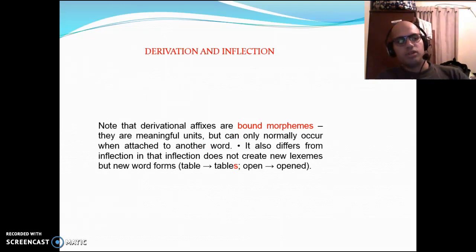Note that derivational affixes are bound morphemes. They are meaningful units, but can only normally occur when attached to another word. It also differs from inflection in that inflection does not create new lexemes but new word forms. For example, we get the words table, tables, open, opened. Okay?